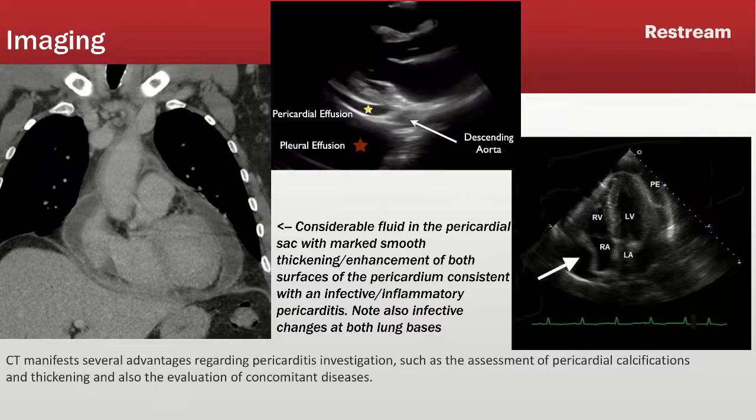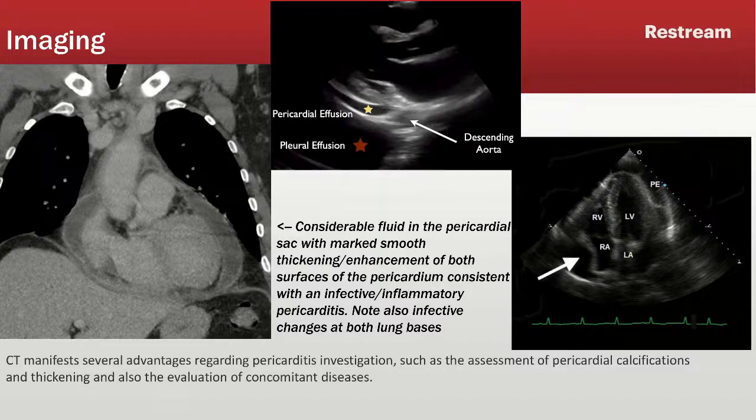Okay. And if you look at the lung bases as well, you can see that there's some effusions also in keeping with some kind of infection. Okay. So you can see there's kind of blunting of the diaphragm. Okay. Some effusions there. Okay. It can also show if there's any calcifications and any thickening, and also evaluating if there's any sort of concomitant diseases that are occurring alongside or causing this pericarditis.